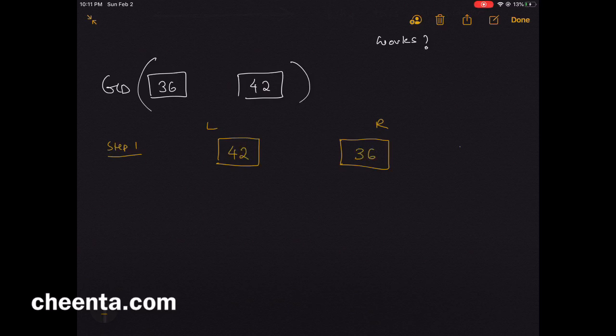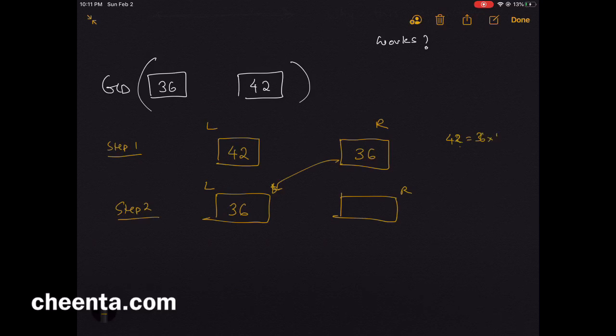Then in step 2, we will update the values of these two boxes. We will put the smaller number R inside L now, and then inside R, we will put the remainder. So we divide 42 by 36, and the remainder is 6. So 6, that's the remainder.